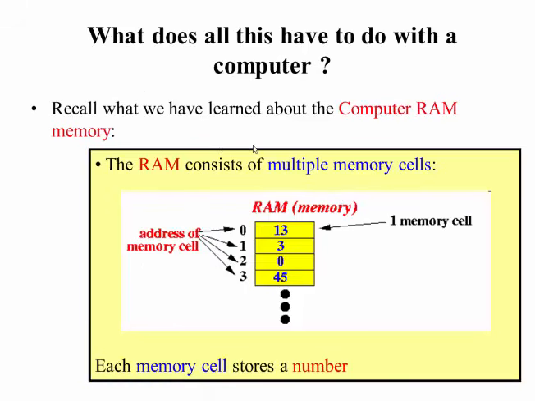Recall what we have learned about computer RAM memory. The RAM consists of multiple memory cells. Here is the address of your memory cells, 0, 1, 2, 3, and this is your RAM. 13, 3, 0, 45 are stored into each one of these different memory cells. Each memory cell stores a number.